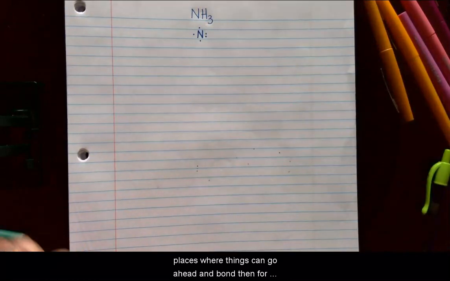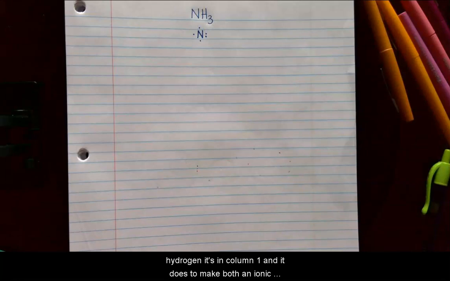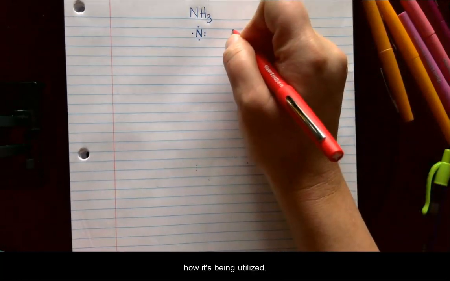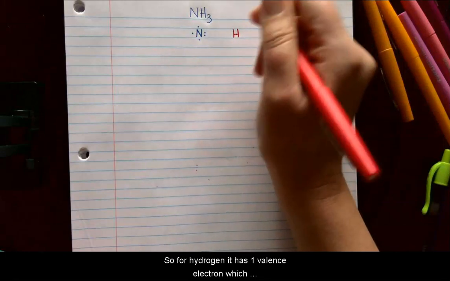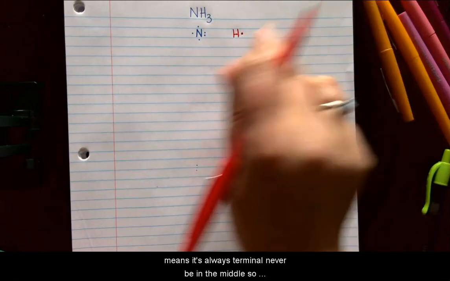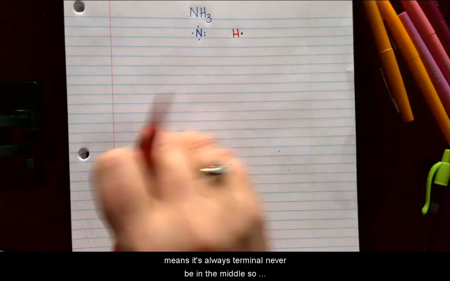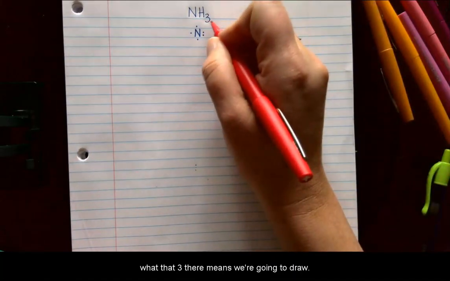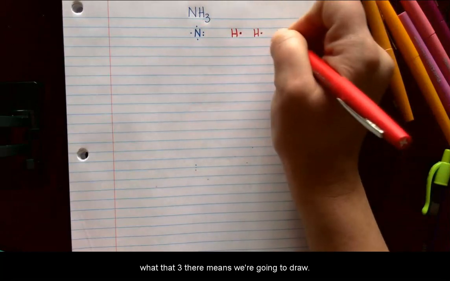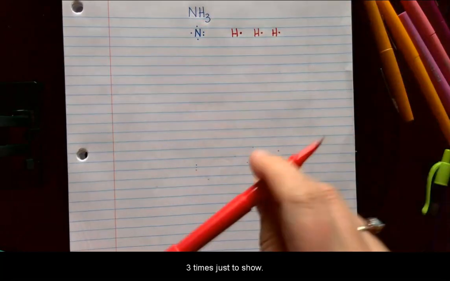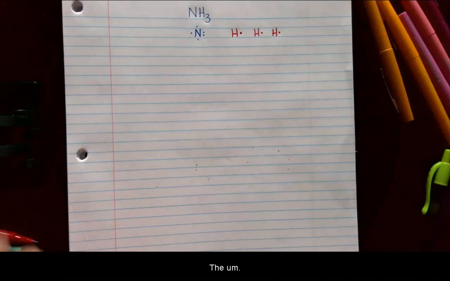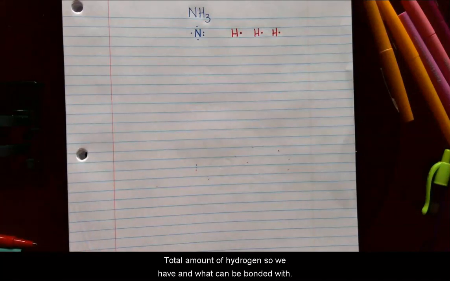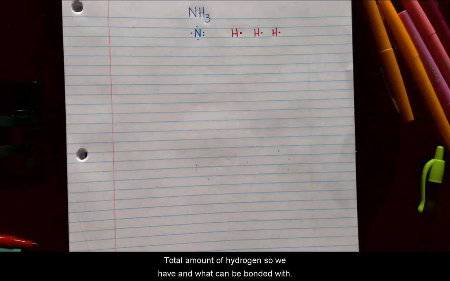ahead and bond. Then for hydrogen, it's in column 1, and it does make both an ionic compound and a covalent compound, depending on how it's being utilized. So for hydrogen, it has 1 valence electron, which means it's always terminal. It'll never be in the middle. So remember, we have 3 hydrogens, because that's what that 3 there means. We're going to draw it 3 times just to show the total amount of hydrogens we have and what can be bonded with.